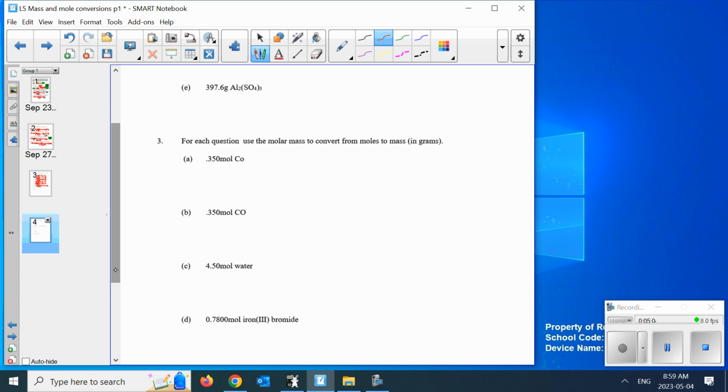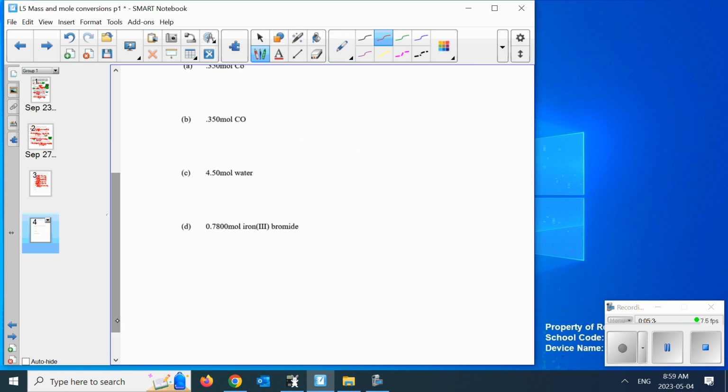Moles of, I did this on purpose. I put cobalt and then carbon monoxide. Just to emphasize, it's really important when you use small letters and capital letters. C small o is cobalt. C large o is carbon monoxide. Now, out of these four, which one do you want me to do, actually? A, B, C, or D? D. I figured D. Because the formula is there.